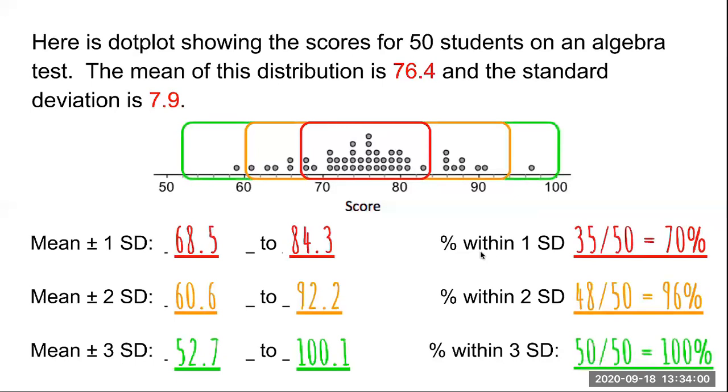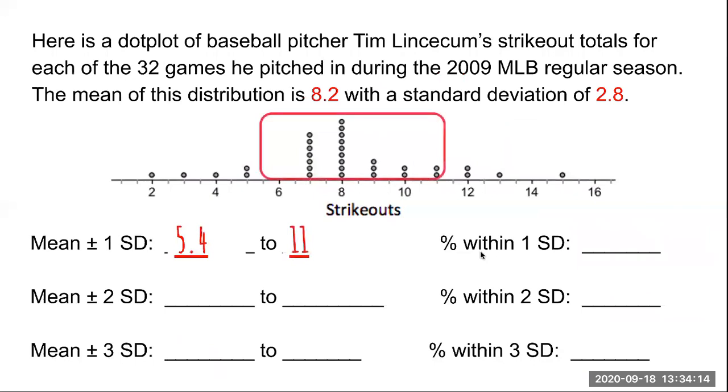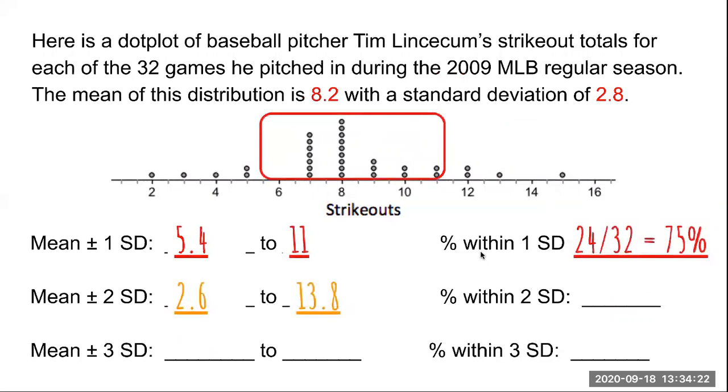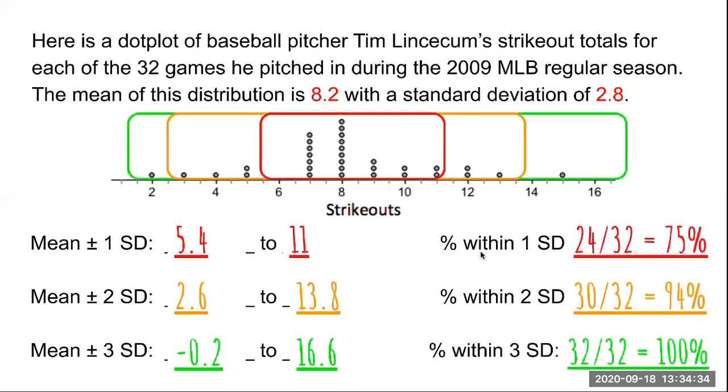And then the last dot plot we have is about a baseball pitcher, total strikeouts for 32 games he pitched in 2009. So we could do the same process, calculate 1 standard deviation plus or minus. That would be all of those, which is 24 out of 32, 75%. 2 standard deviations would be between those values, everything in here, which is 94%. And then 3 standard deviations, we get those 2 values. And that looks like it's pretty much everything.